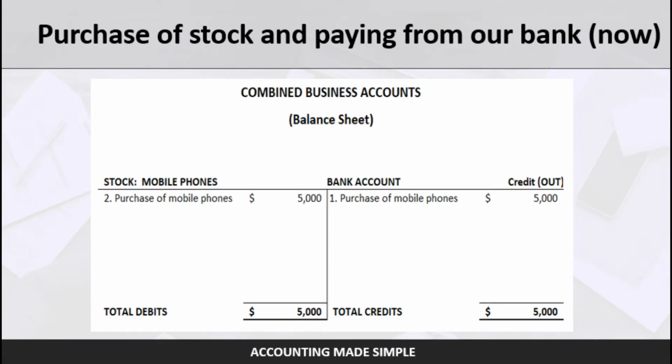And number 4, if we were to show the two accounts combined together, you can see that both sides balance. In our combined business accounts, you can see number 1, purchase of mobile phones of $5,000 in the credit or the out side of the bank account. And number 2, purchase of mobile phones of $5,000 on the debit or the in side of the inventory mobile phones account.